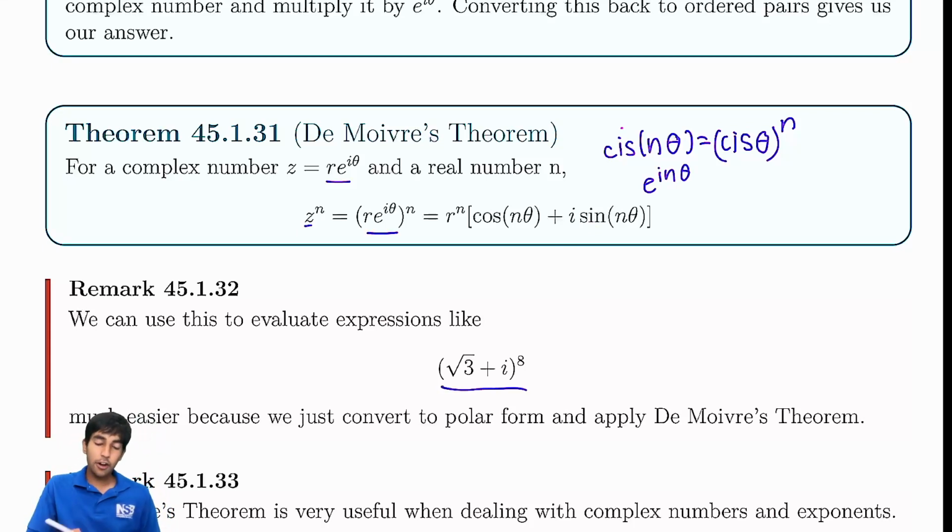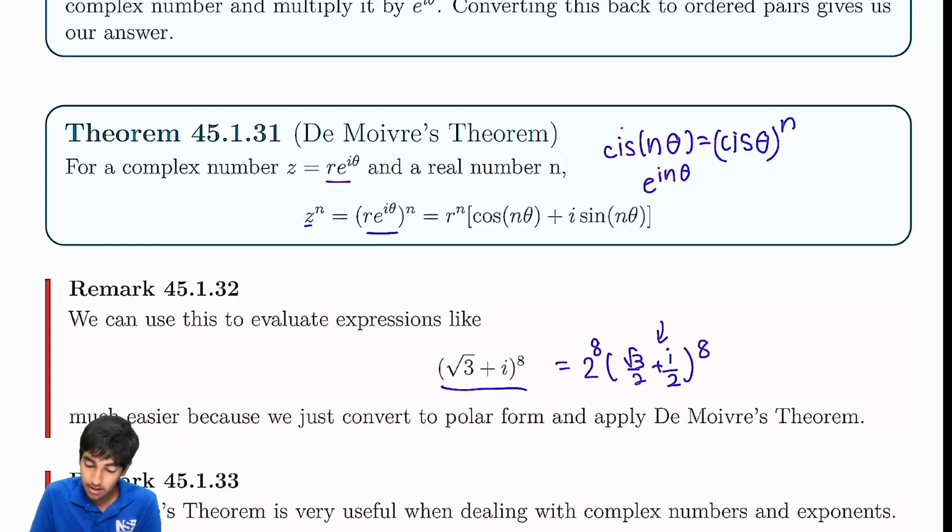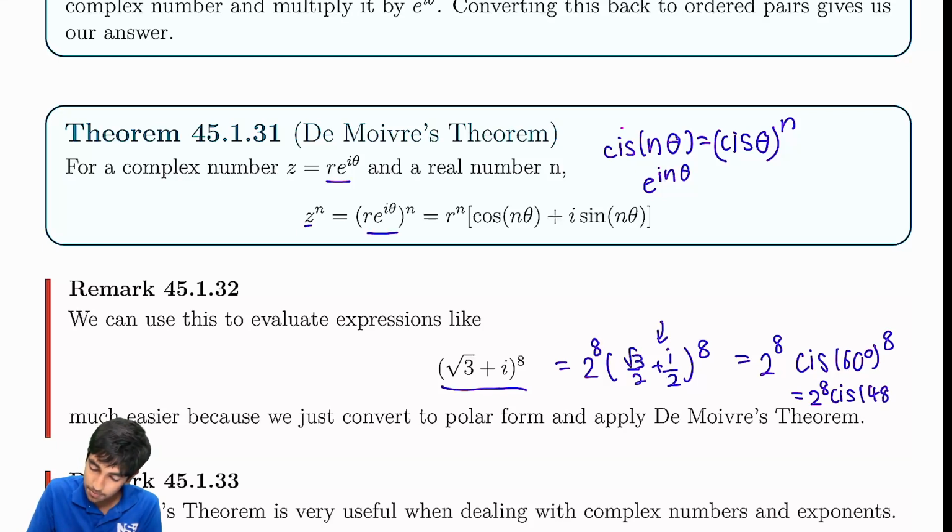And this is really good for evaluating expressions like this, because we can just make this 2 times root 3 over 2 plus i over 2. So this becomes this. And now this, if you notice, it's just cis of 60. Now we just have 2 to the 8th, cis of 60 degrees to the 8th, which is nothing but 2 to the 8th times cis of 480 degrees. And this is pretty easy to evaluate using unit circle stuff. So you see how that's so much easier than doing that over and over again, multiplying.